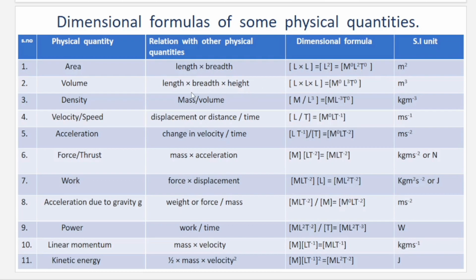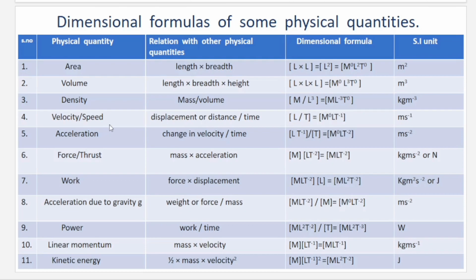The next one is volume. Volume's formula is length into breadth into height, which is L into L into L, L³. [M⁰L³T⁰]. Density is mass by volume. Mass is M, volume is L³. So mass by volume, it will give us [M L⁻³ T⁰].